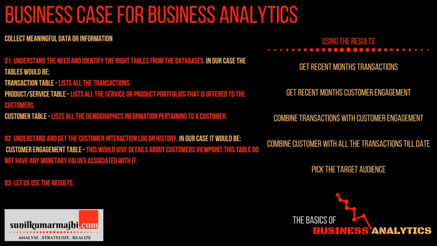In the first step, we understand the needs and identify the right tables from the databases. In our case, the tables would be: Number 1. Transaction table. This table lists all the transactions. Number 2. Product or service table. This table lists all the service or product portfolios that are offered to the customers. Number 3. Customer table. This table lists all the demographic information pertaining to a customer.